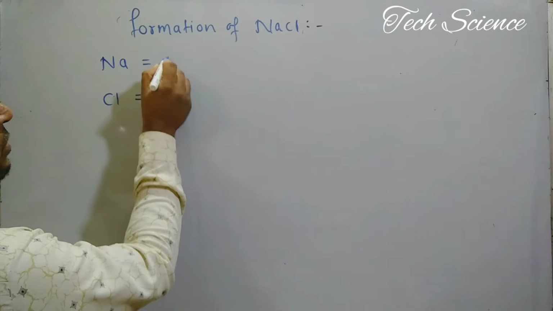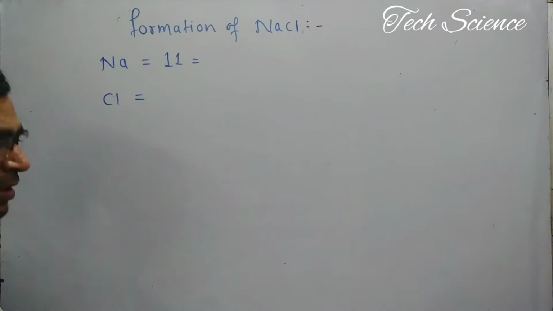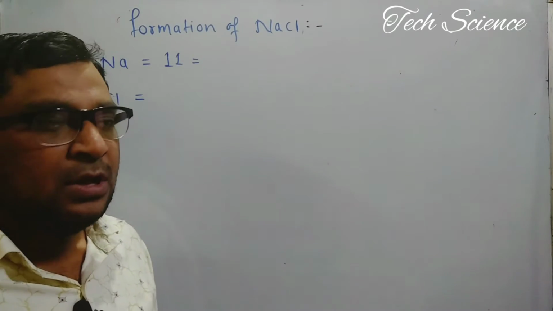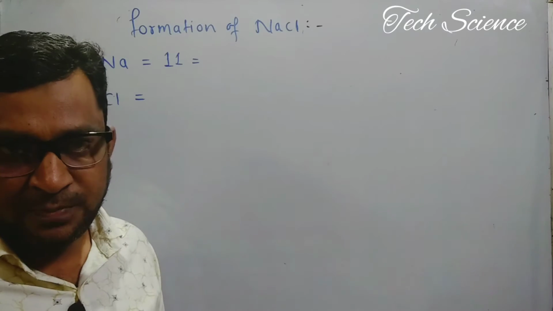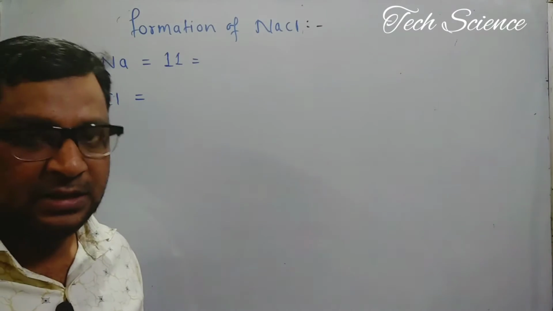Regarding sodium, the atomic number is 11. What is atomic number? Atomic number is nothing but the number of protons in an atom. And generally in an isolated atom, the number of protons and electrons are both the same, and for that reason here we can say the number of protons or electrons like this also.